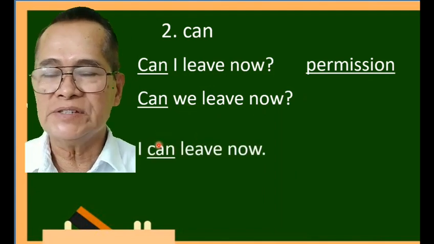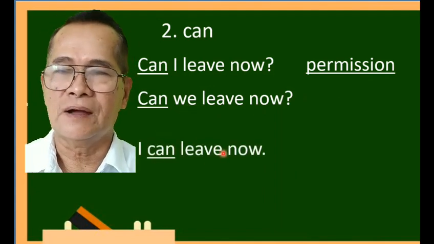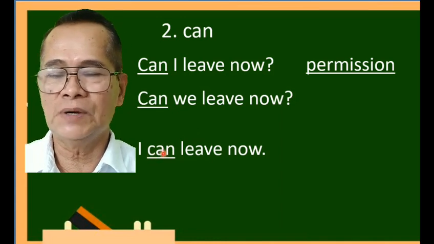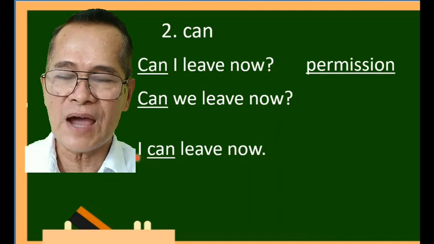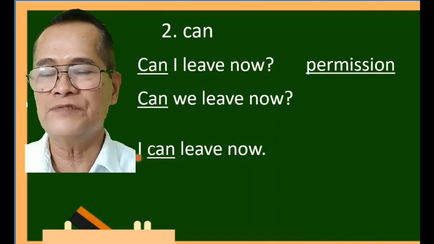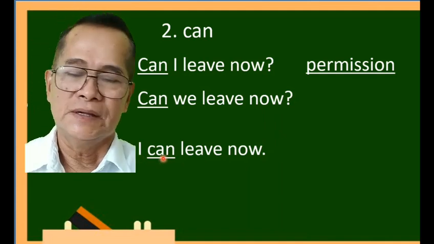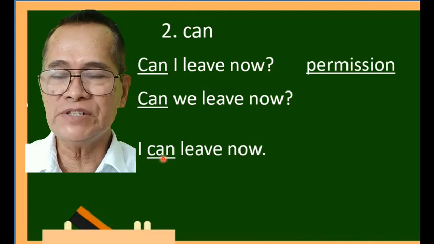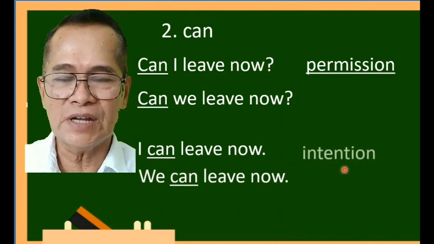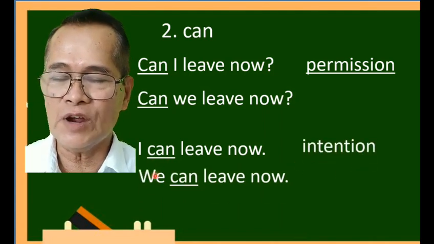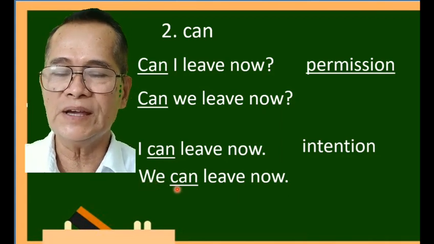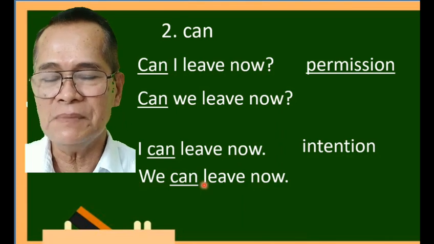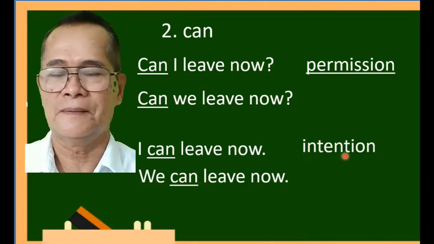Now, if we change the arrangement of the words in the sentence, we begin the sentence with the pronoun I, subject I, and then followed with the modal. The idea is changed. From permission, it becomes intention. If we are going to use plural subject, we, it becomes like this. We can leave now. The idea is the same. It is still an intention.